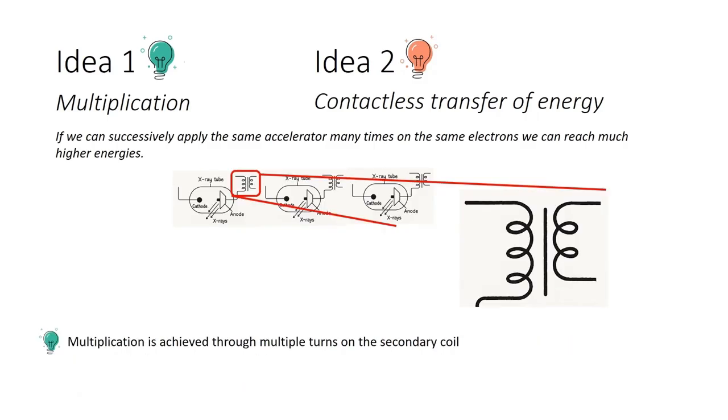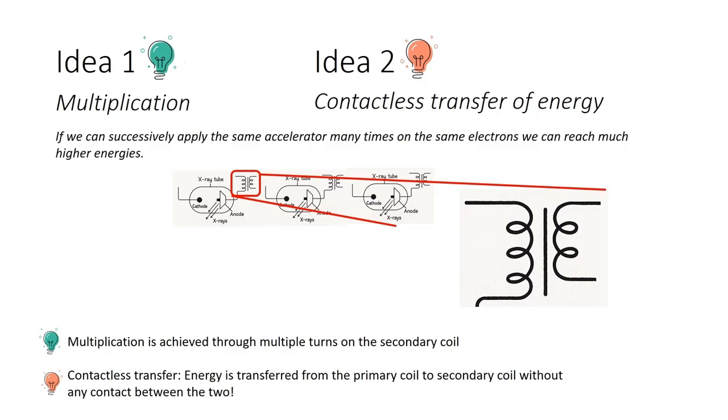So how does this transformer suggest ideas 1 and 2? Well, a step-up transformer multiplies voltage on mains power, which is shown here as the primary coil on the right, and outputs higher voltage on the secondary coil, shown here on the left. And the multiplication is achieved through multiple turns on the secondary coil. And multiplication is idea 1, so that's that. Furthermore, energy in a step-up transformer is transferred from the primary coil to the secondary coil without contact between the coils. So we have contactless transfer of energy, which is idea number 2.